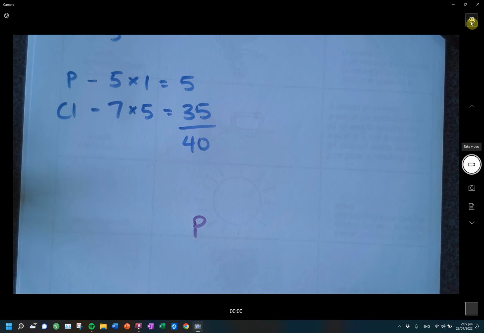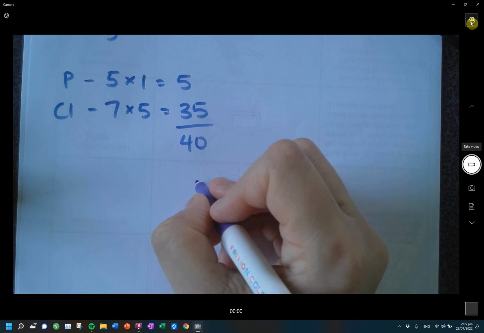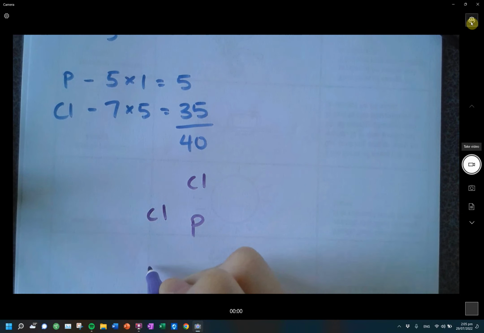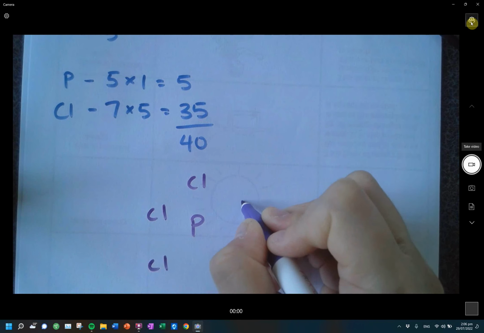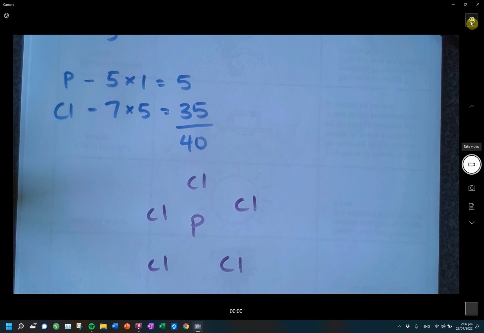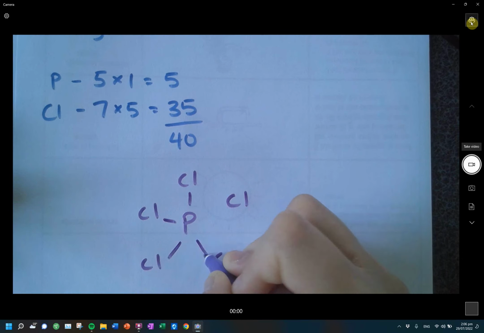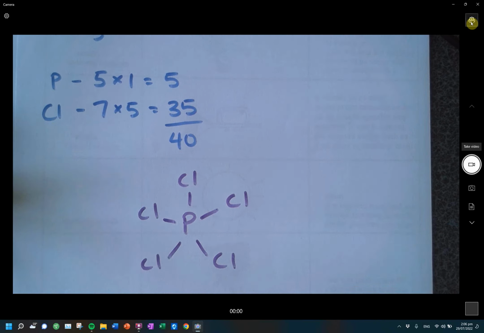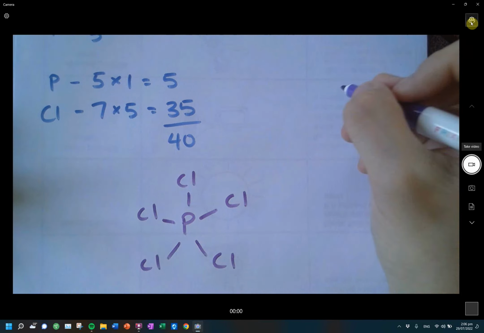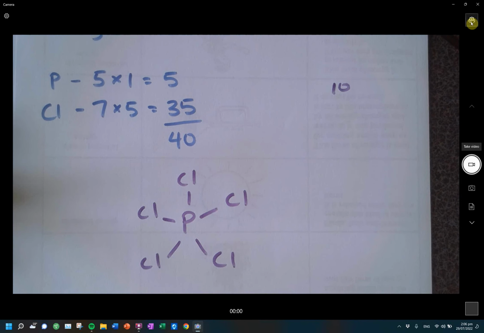Now I need to attach all of those chlorines. And since phosphorus is a bigger atom, it can do the extended octet. And so now it can actually hold more than just 4 atoms. So I'm going to show it as having the 5 chlorines around it, each one with a bond. And if I was again doing the math to see how many I've used, right now I've used 10 electrons. So what I have left over from my 40 is 30, if I've done my math correctly.